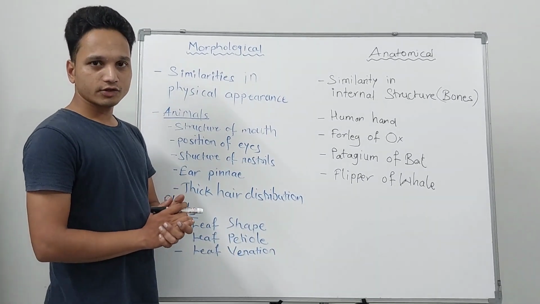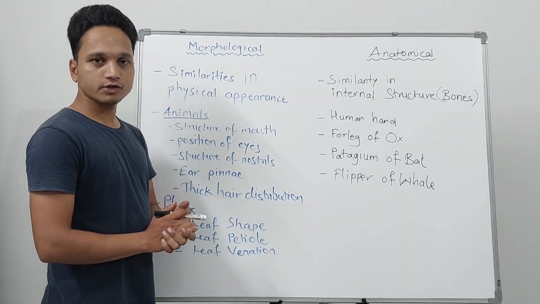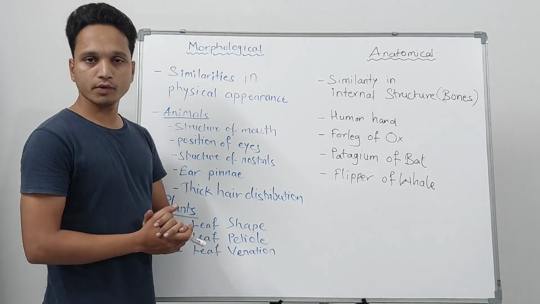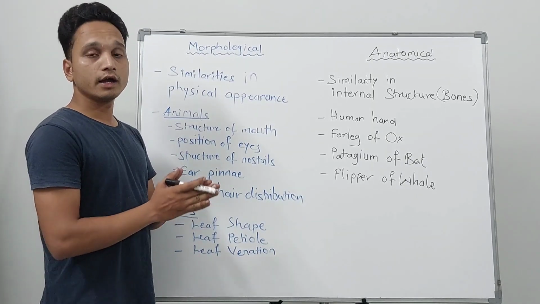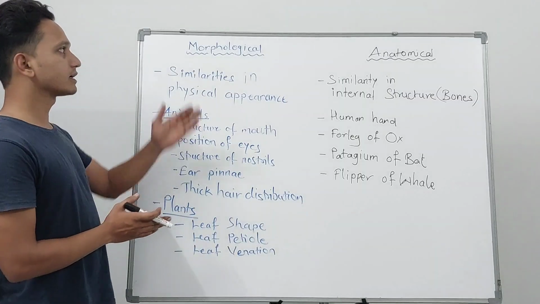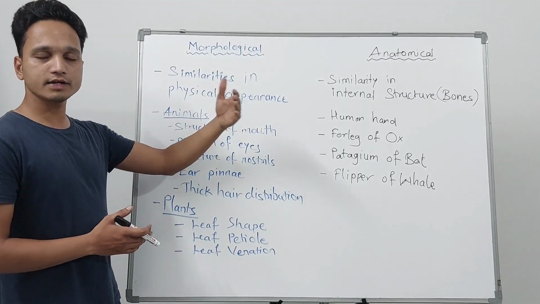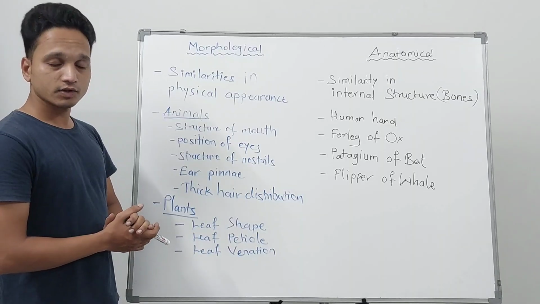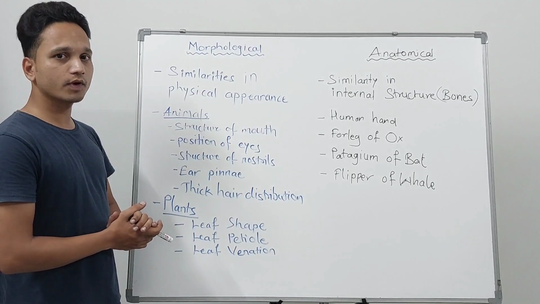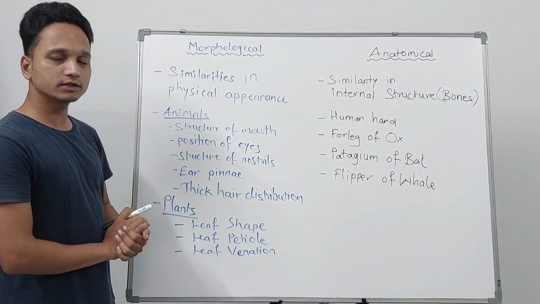In today's video lecture, we are going to dive deeper into the evidences of evolution. In the previous lecture, we had discussed 6 evidences of evolution. In today's video lecture, we are going to discuss morphological, anatomical and various other evidences of evolution in detail. So let's get started with the first evidence of evolution, which is morphological evidence of evolution.